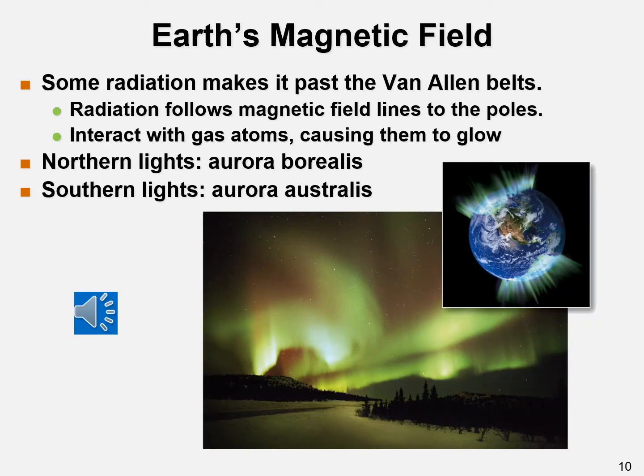Still, some particles penetrate the Van Allen belt and follow magnetic field lines to the polar regions of the Earth. When these particles react with gas particles of our atmosphere, they begin to glow, forming the aurora borealis of the north and the aurora australis of the south.